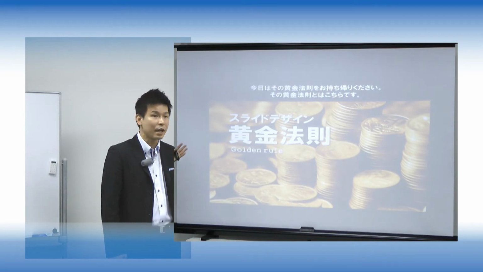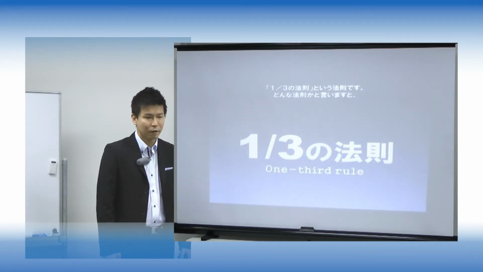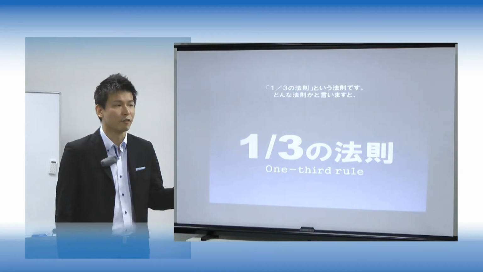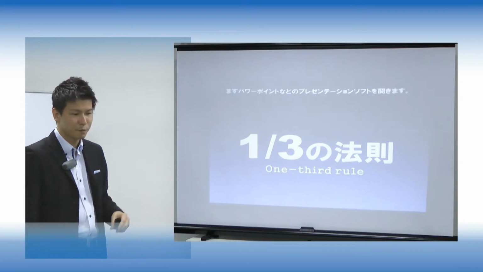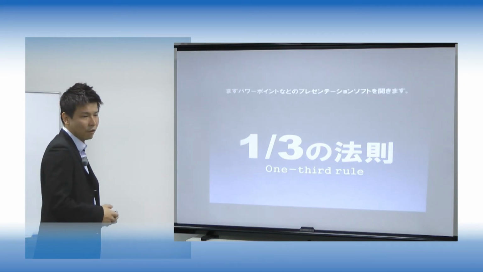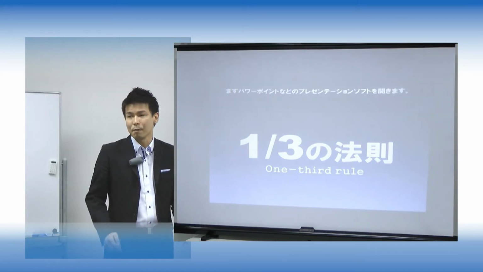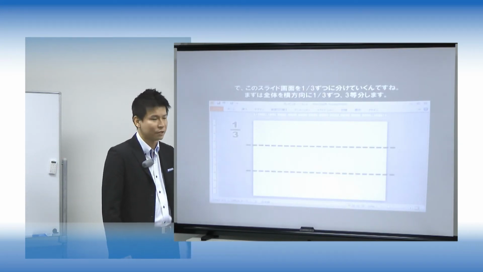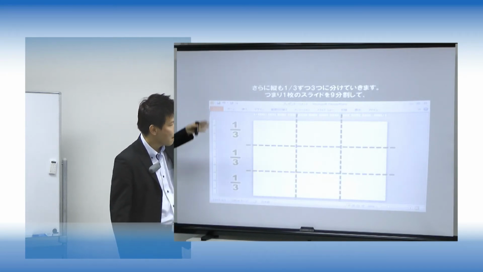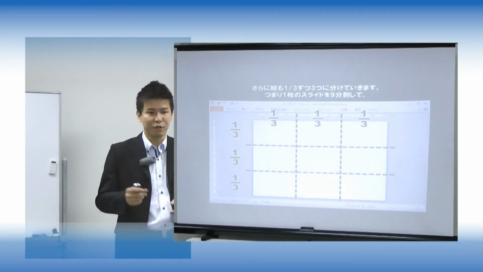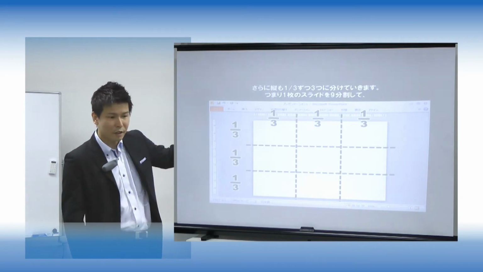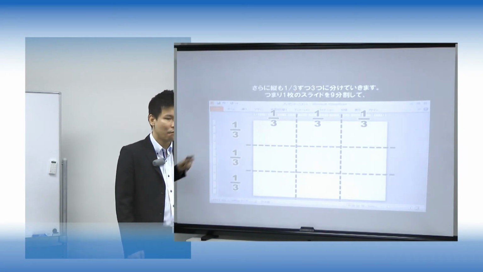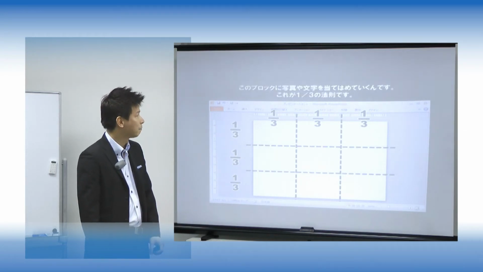The golden rule is called the 1/3 rule. 3分の1の法則, 1/3 rule. Okay? Let me explain how it works. First, let's open a slide in PowerPoint. Then, divide into 3 parts, both horizontally and vertically, to make 3x3 grids. Now, start inserting your image and text using these grids. For example, look at the previous slide.